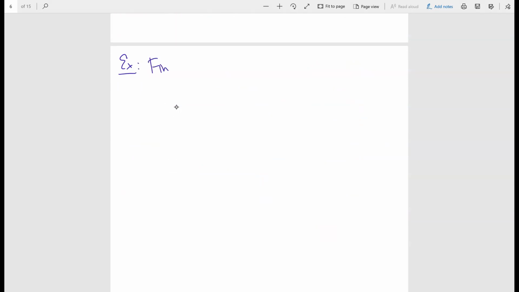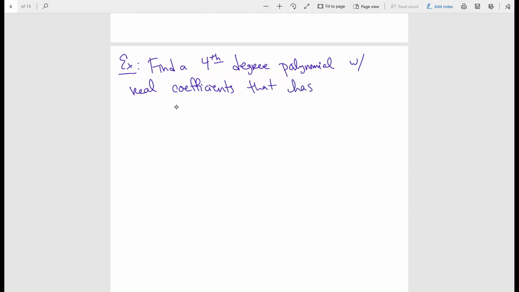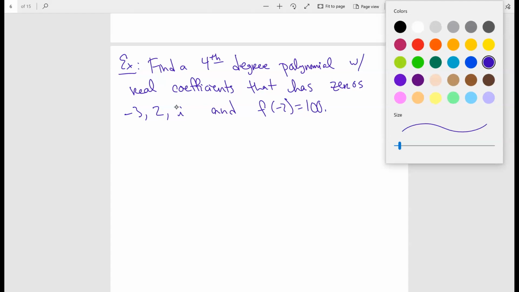So we want to find a fourth degree polynomial with real coefficients that has zeros negative 3, 2, and i, and f of negative 2 is equal to 100. Okay, so we want to find this fourth degree polynomial, and it has these coefficients and these as zeros.